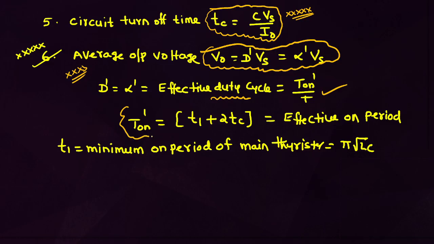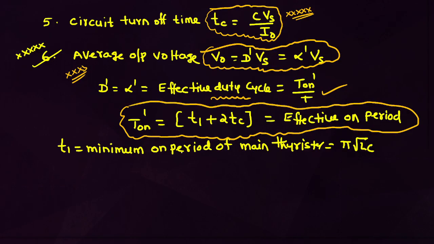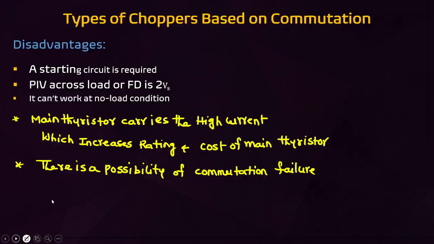Then what is the effective on period? Effective on period equal to T1 plus 2Tc. What is the T1 here? That is the minimum on period of the main thyristor, that is pi root LC. Very important formulas. Minimum on period of the main thyristor, that is pi root LC.